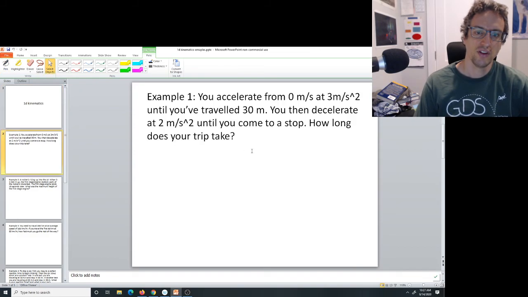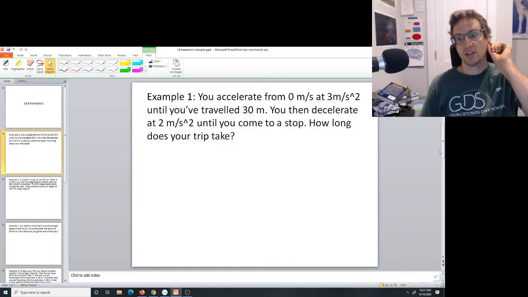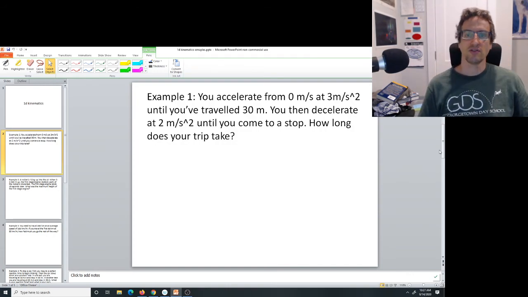All right, so our first problem here: you accelerate from 0 meters per second at 3 meters per second squared until you've traveled 30 meters. You then decelerate at 2 meters per second squared until you come to a stop. How long does your trip take?